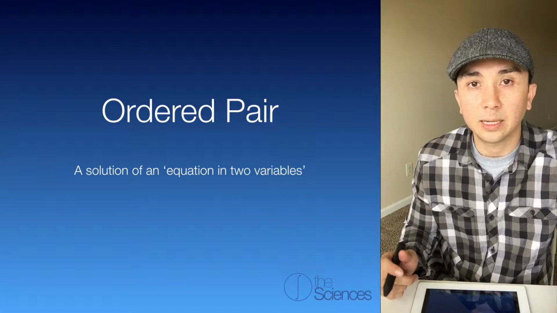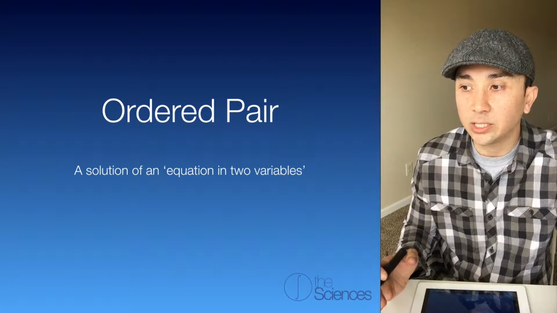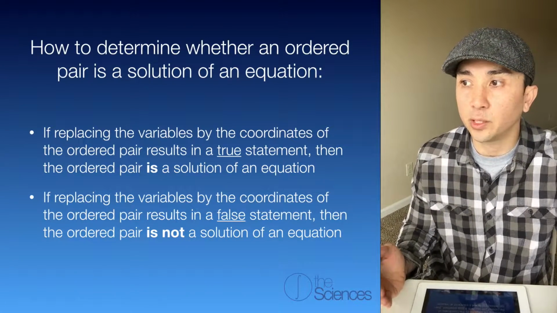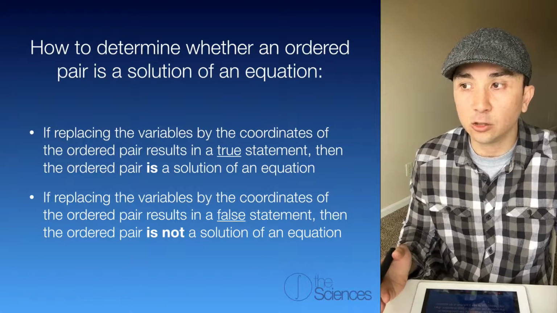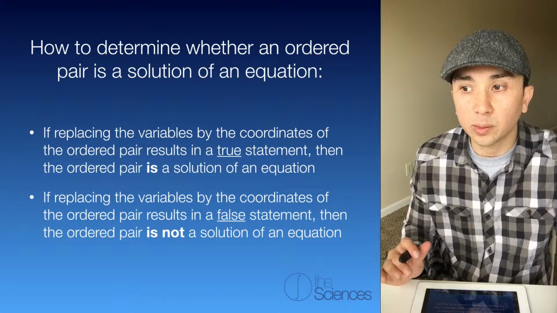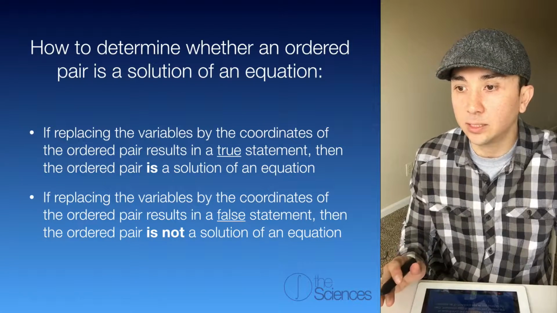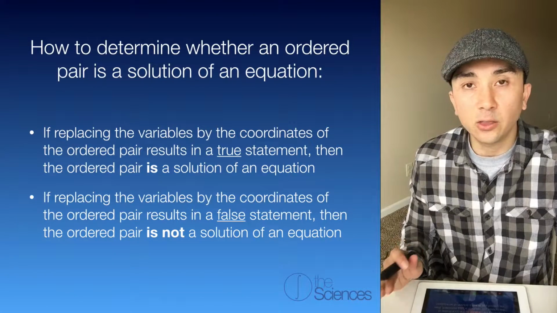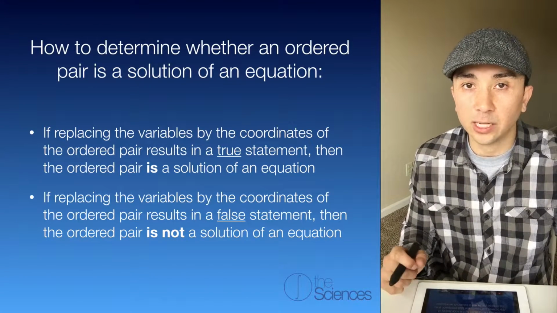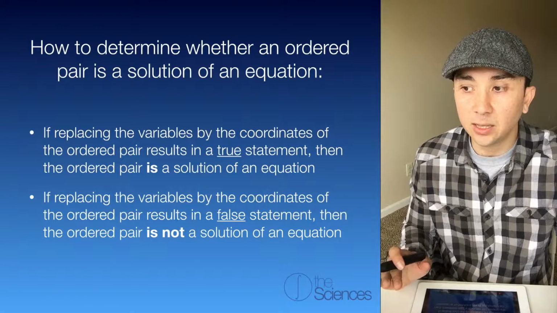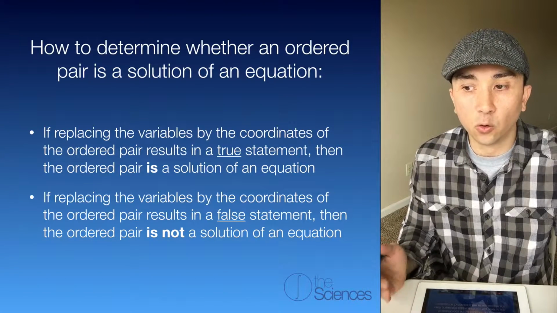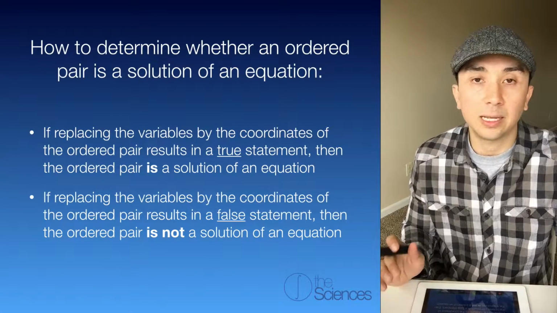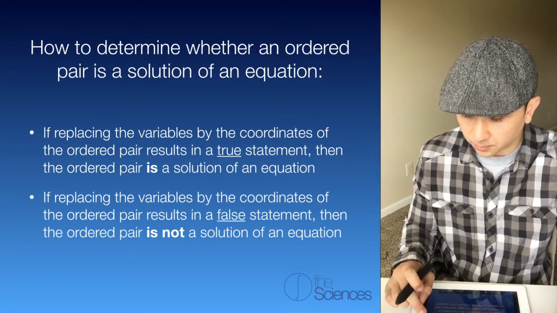So an ordered pair can be a solution of an equation in two variables. Here's how to determine whether an ordered pair is a solution of an equation. If replacing the variables by the coordinates of the ordered pair results in a true statement, then the ordered pair is a solution of the equation. If replacing the variables by the coordinates of the ordered pair results in a false statement, then the ordered pair is not a solution of the equation.